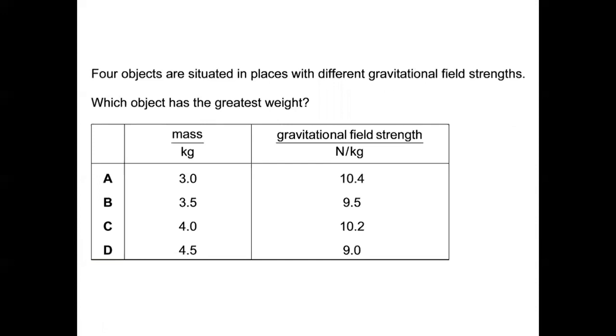Next, 4 objects are situated in places with different gravitational field strengths. Which object has the greatest weight? Now, gravitational field strength is the general term for the acceleration due to gravity. So here, to find the weight, we just have to multiply the mass and the gravitational field strength, and then compare the results. So for letter A, we have a weight of 31.2 newtons. Letter B is 33.25. Letter C is 40.8. And letter D is 40.5. So that means the answer is letter C.